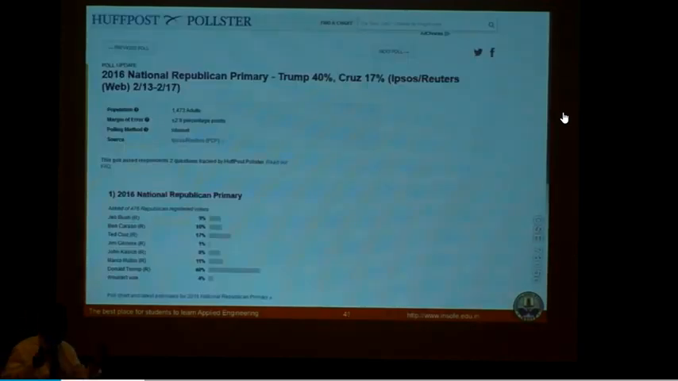You see slight differences between how the Americans present the data versus how we present it in our newspapers. This was last February actually. They give some more details about the methodology they have used. 1,473 adults were polled and the margin of error is 2.9 percentage points. So Trump has 40% with a plus minus 2.9% margin of error. There's a new word now introduced, margin of error.